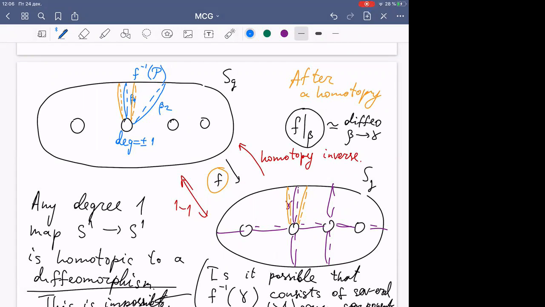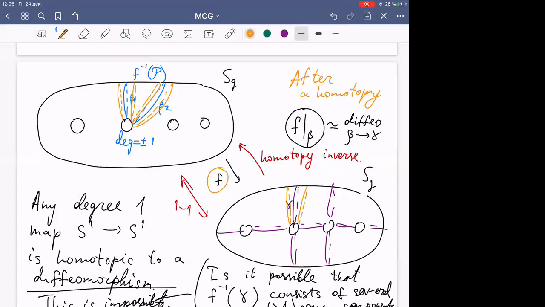So they together bound a cylinder, as is drawn here. Again, for beta 2, we also have a small regular neighborhood, which maps to a neighborhood of gamma diffeomorphically.